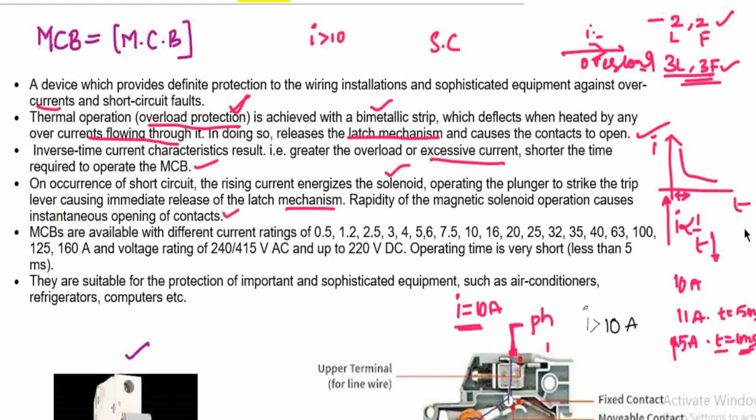These are the ratings of MCBs here, 0.5 amps up to 160 amps rating, and voltage from 240 to 415. This is single phase, this is 3 phase AC supply, and we have MCBs for DC supply of 220 volts also. The operating time is very short, that is 5 milliseconds. These are suitable for protection of important equipment such as ACs, refrigerators and computers.